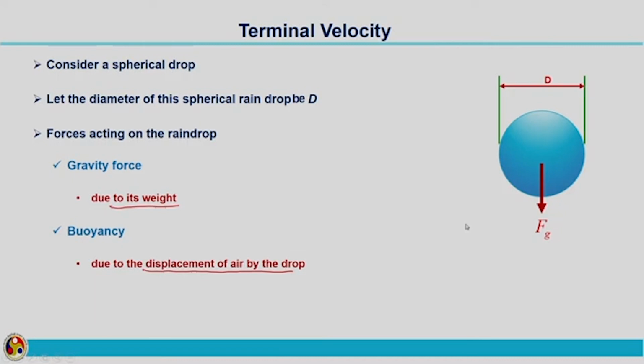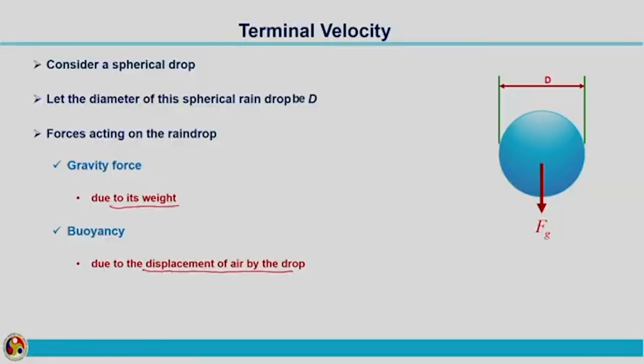So, as the raindrop is moving within the fluid, here in this case it is air, how much is the air displaced by the raindrop? That is mentioned as buoyancy force. So, that is due to the displacement of air by the drop. That will be acting in the upward direction. Gravity force is acting in the downward direction, buoyant force is acting in the upward direction. Now, one more force is there. These two are body forces.